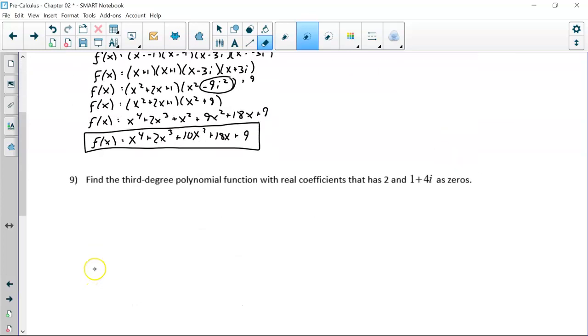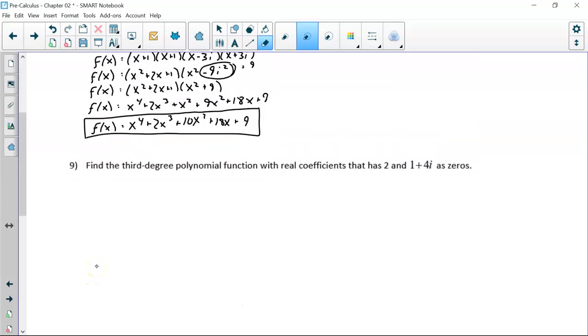Now for the last one, problem number 9, and we'll catch up with the other ones tomorrow. We have our zeros of 2, 1 plus 4i. So if 1 plus 4i is a 0, we need to include 1 minus 4i. So we're always subtracting it from x: x minus 2, x minus the quantity of 1 plus 4i, x minus the quantity of 1 minus 4i. So you have x minus 2, x minus 1 minus 4i, x minus 1 plus 4i.